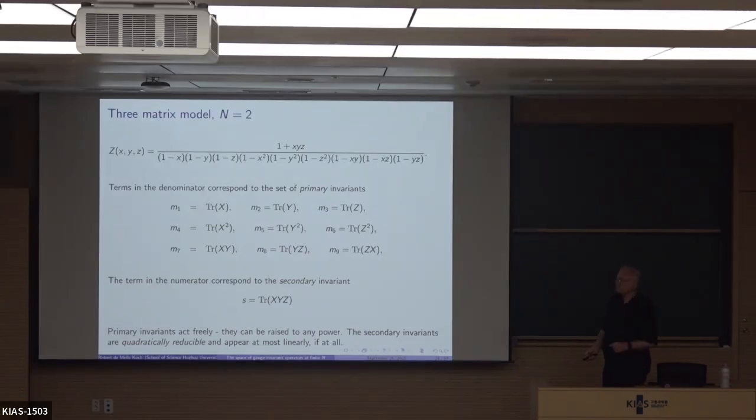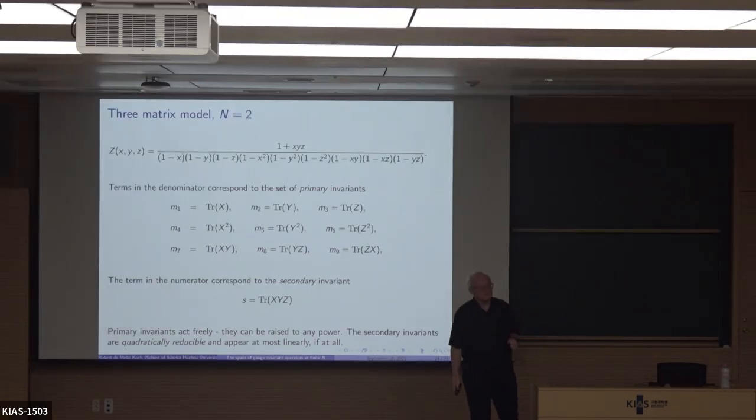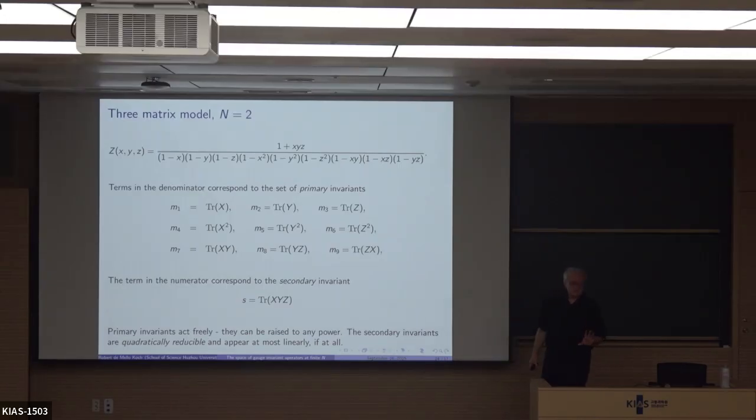But what's interesting in this example is we now have a non-trivial secondary invariant. And remember that the secondary invariant should appear at most linearly. So why do we have S appearing but not S squared appearing? That's what we're going to learn from this example. And the answer, as usual, is given by the trace relations.